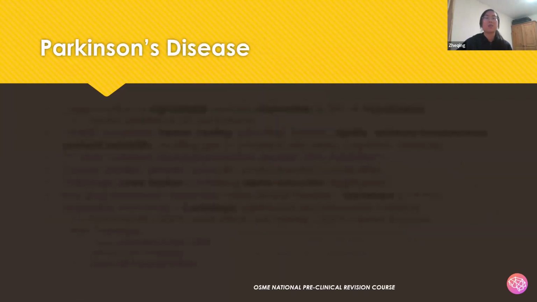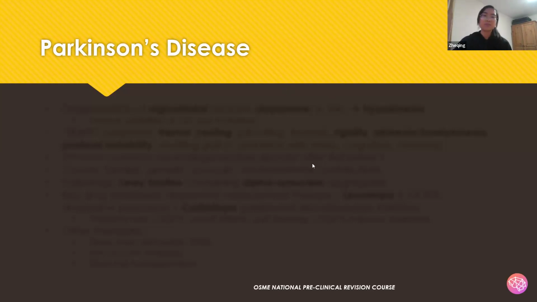Can someone tell me what the symptoms of Parkinson's are? Any symptom? Yes, resting tremor, very good. Yes, rigidity. Yes, bradykinesia. Okay, and there's one more that's very important. Yeah, shuffling gait, or actually there's one more, which is postural instability.